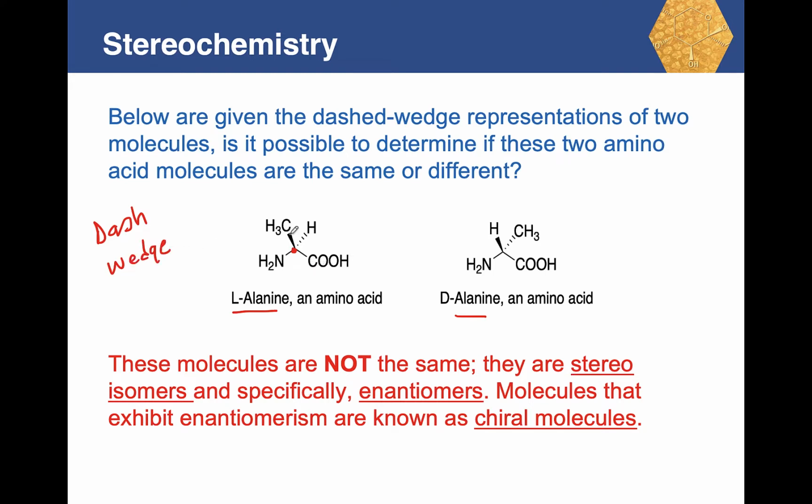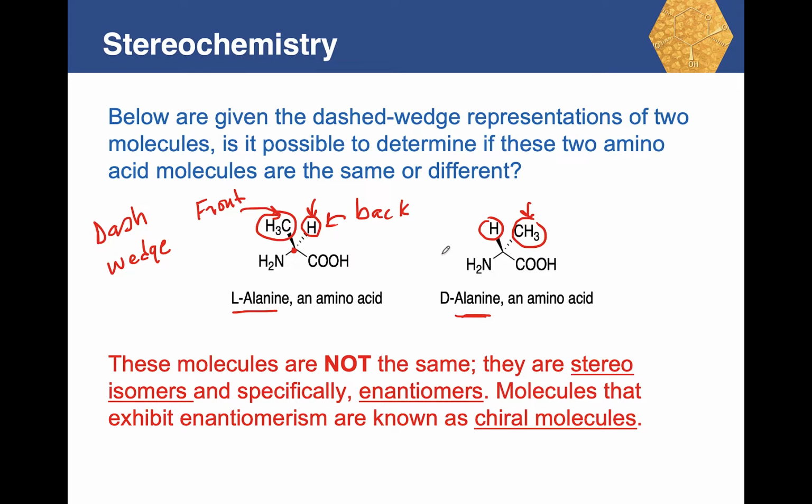Formula, where the wedge would be in front and the dash would be in the back. So notice here, the wedge has a methyl group in this molecule, and over here the wedge has a hydrogen. Different. The back, or the dash, has a hydrogen here and a methyl group here.